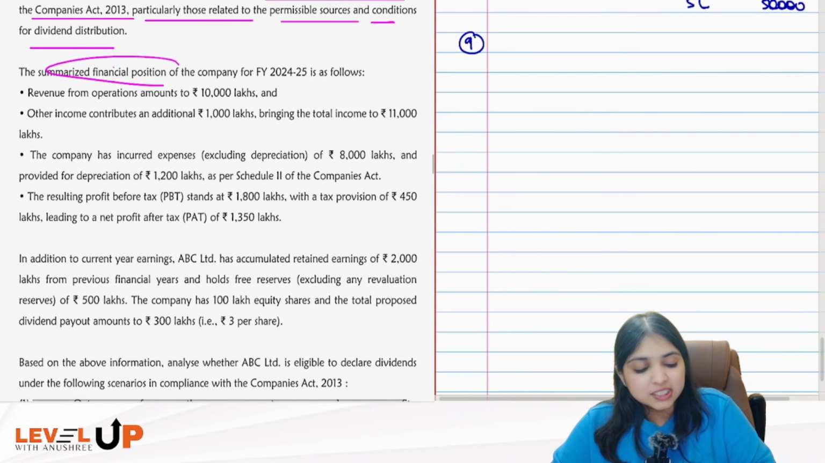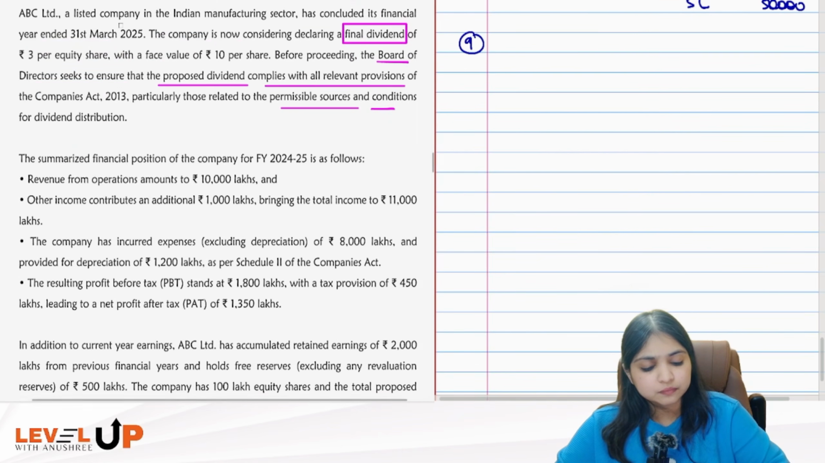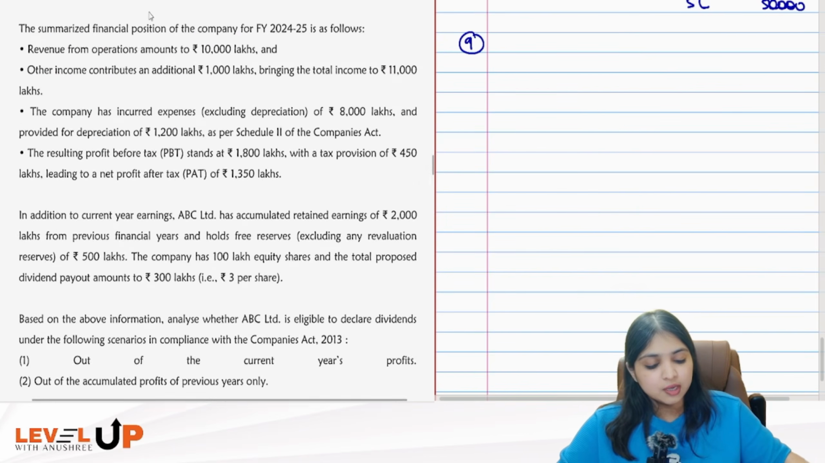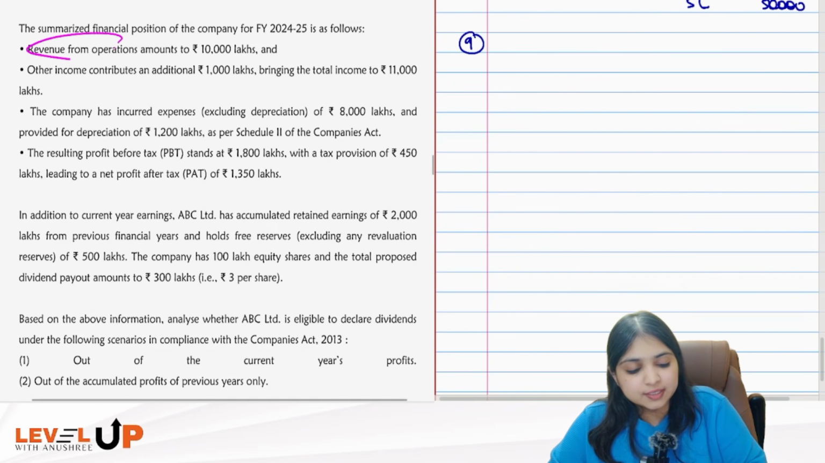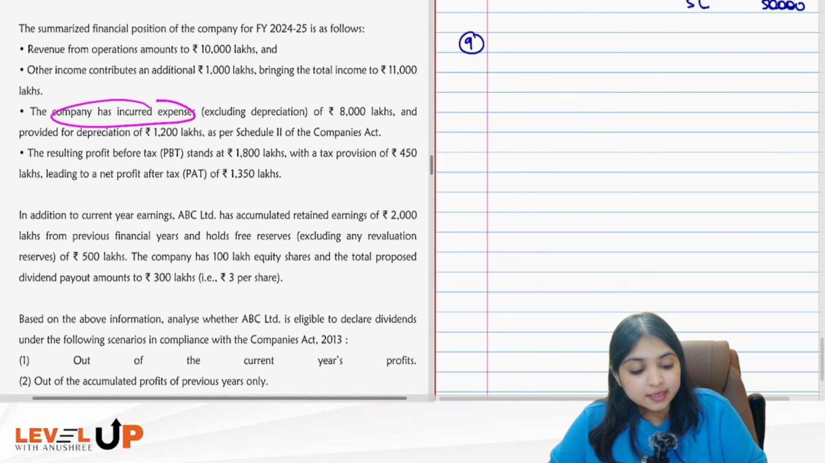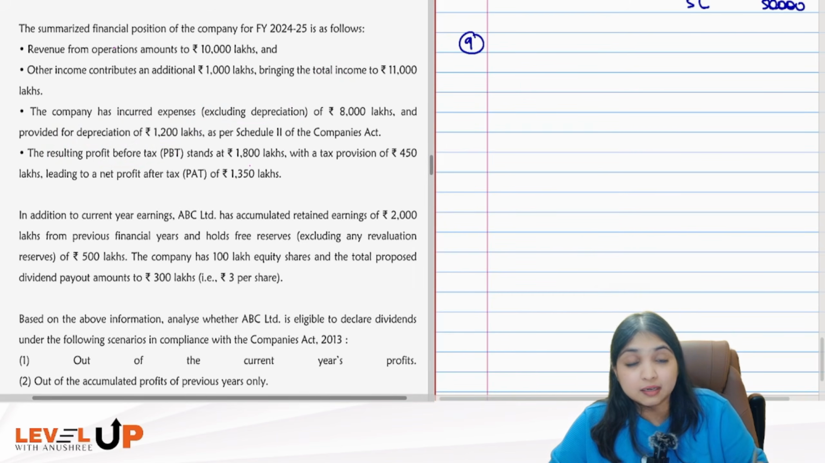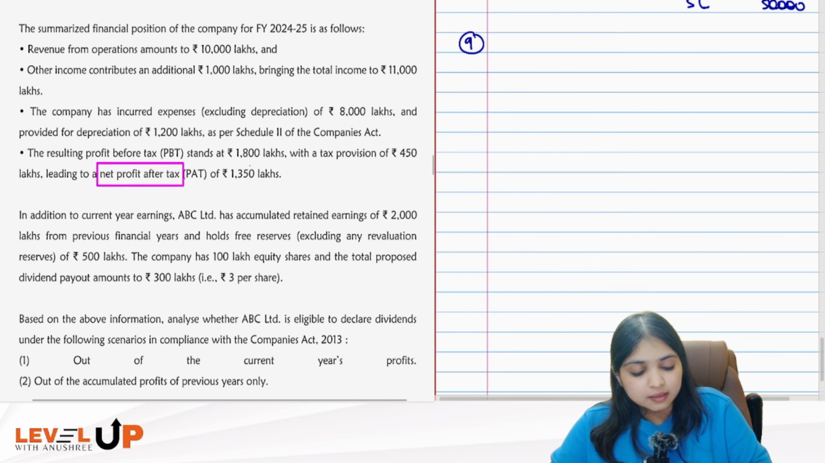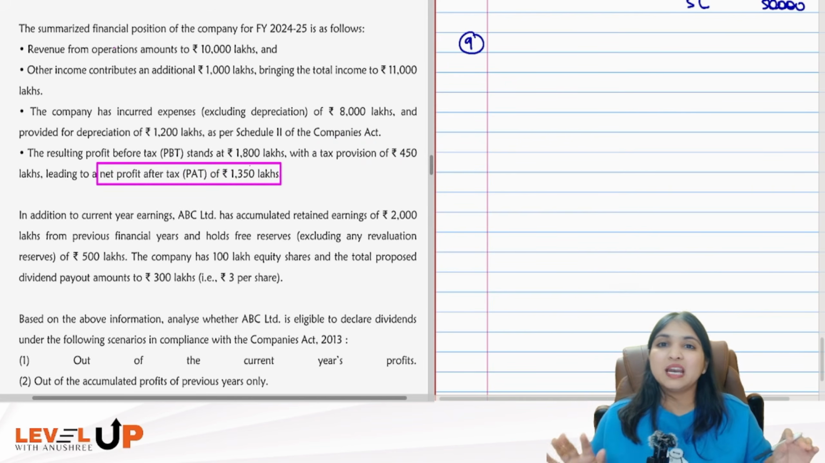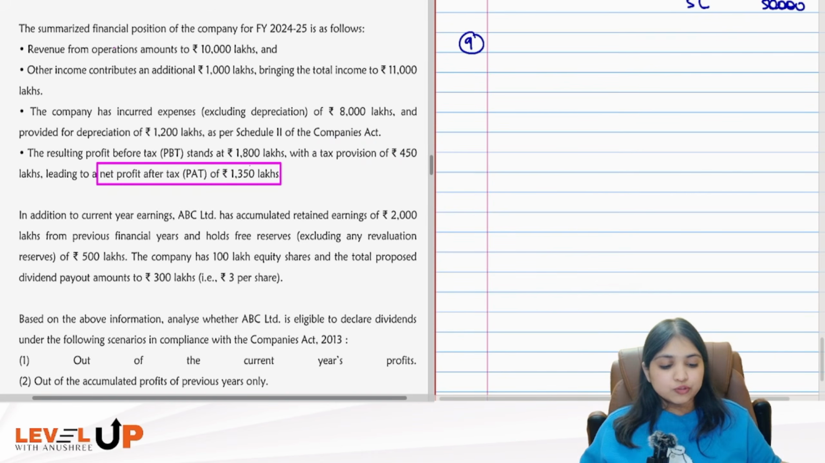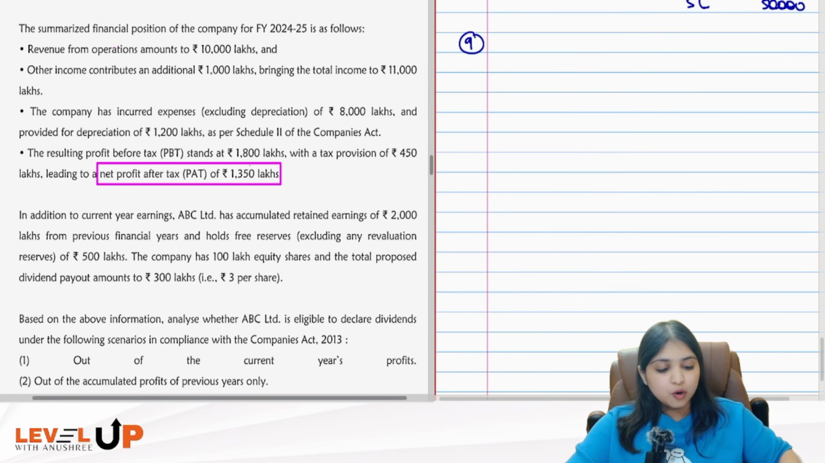Then they are saying summarized financial position is given to you. What is the financial position? We have revenue from operations 10,000 lakhs, other income 1,000 lakhs. Company has incurred expenses excluding depreciation 8,000 lakhs, depreciation 1,200 lakhs. The resulting profit before tax is 1,800 lakhs. Tax provision is 450 lakhs. Finally, what is my company's net profit? The net profit after tax is basically 1,350 lakhs. This is the current year profits of the company.